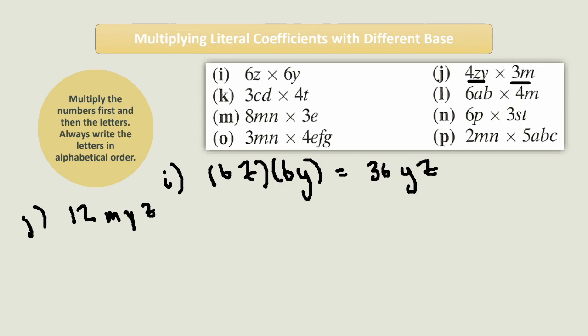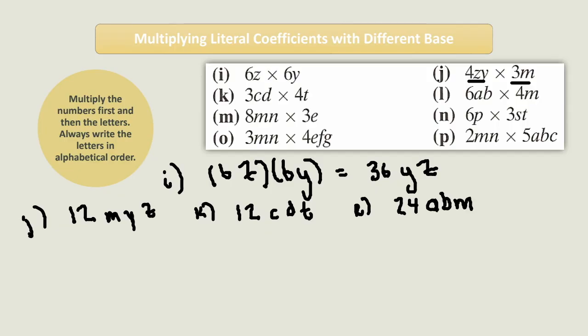For K, we have 3CD times 4T. So 3 times 4 gives me a 12 again. And then we have a C, a D, and a T. So we can just write those side by side like that in alphabetical order. Okay, so for L, we have 6AB times 4N. So 6 times 4 gives me 24. We have an A, a B, and an N. So alphabetical order is pretty much done for us.